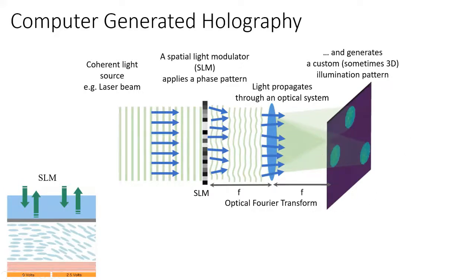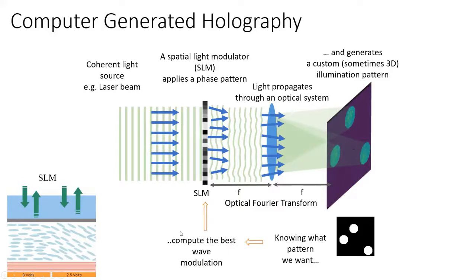Now, in computer-generated holography, the goal is, knowing what pattern you want in the image plane, to calculate the best possible wave modulation you can apply on the SLM that will render this illumination pattern. And this is typically an ill-posed problem. Why? Because typically you try to generate an illumination pattern in 3 dimensions, so you specify a lot of constraints. And your ability to modulate the wave is, A, limited to phase only, and B, restricted to a 2-dimensional plane.